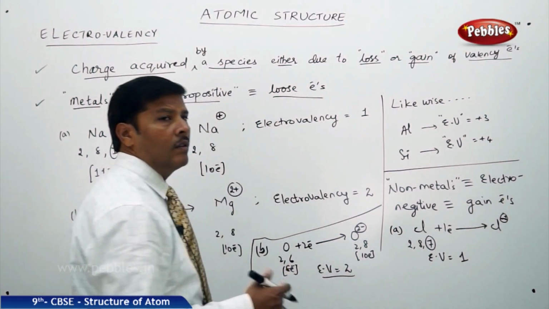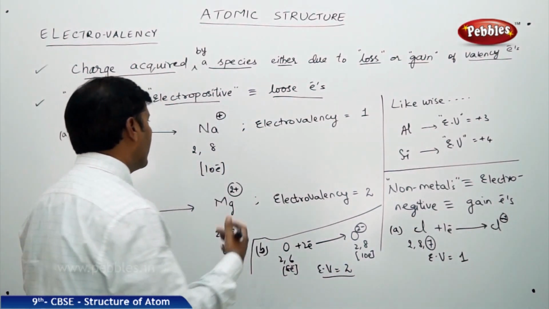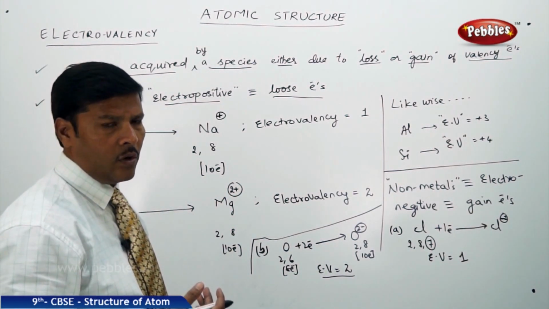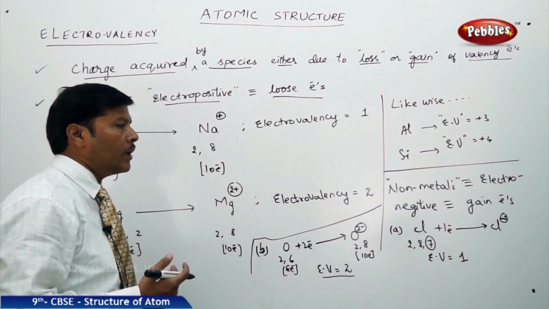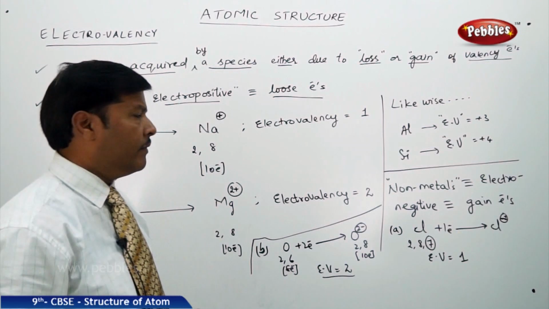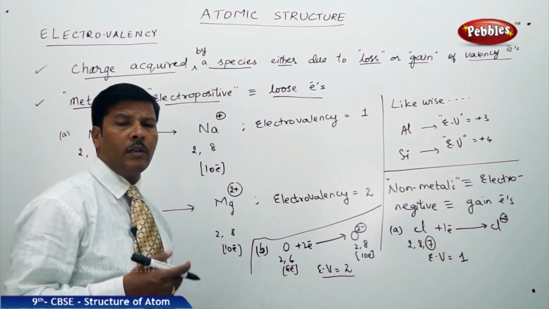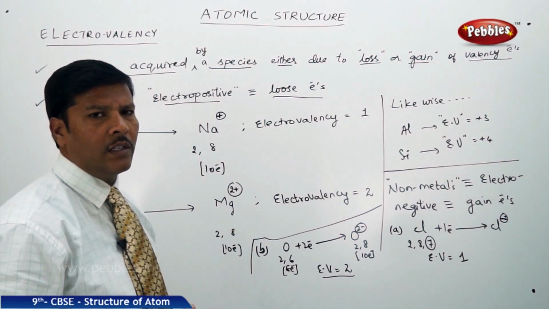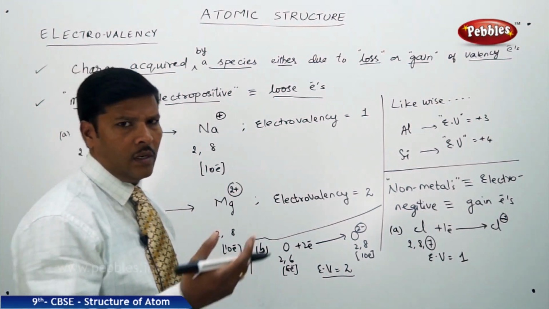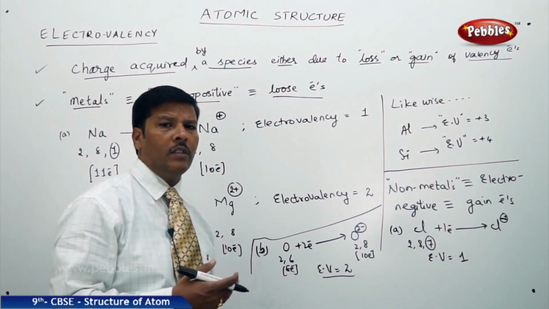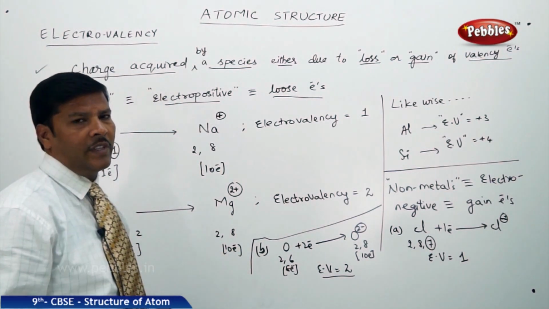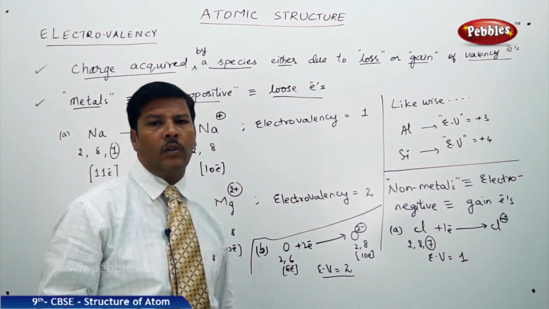So likewise, you can calculate the electrovalency based on the number of electrons lost by metals and the number of electrons gained by non-metals. For non-metals, the electrovalency is always negative. For metals, the electrovalency is always positive. But whether it is positive or negative, the concept of valency only takes the numerical part, ignoring the sign convention. So the valency can be read simply as 1, 2, 3, 4, depending upon the loss or gain of electrons.